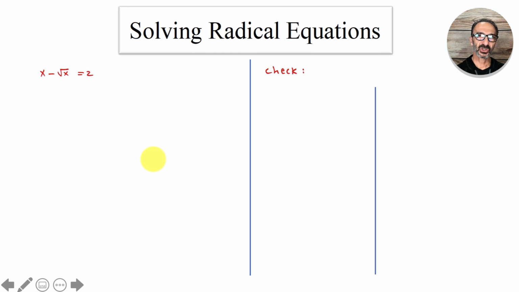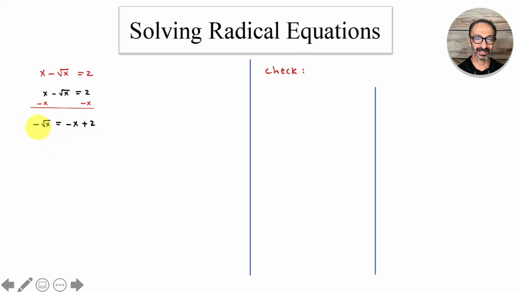Here's another example. X minus square root of x equals 2. This is a different one. This is not only a square root by itself, but it has another term. So how do you do it? Well, we're going to eliminate and leave the square root by itself. Here we go. We're going to subtract x from both sides. And now I have the square root by itself.